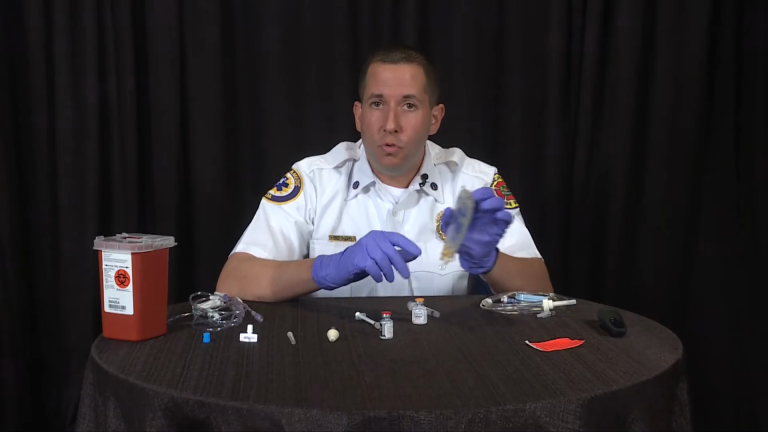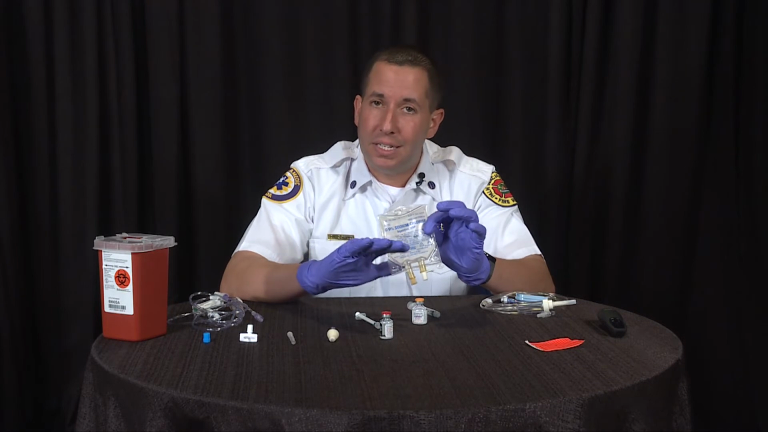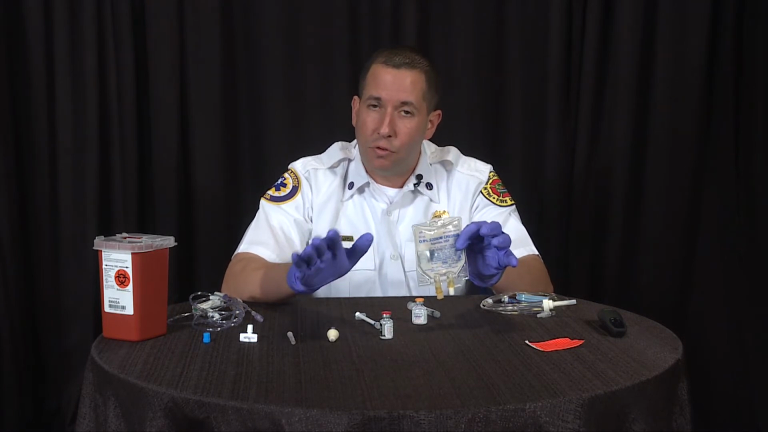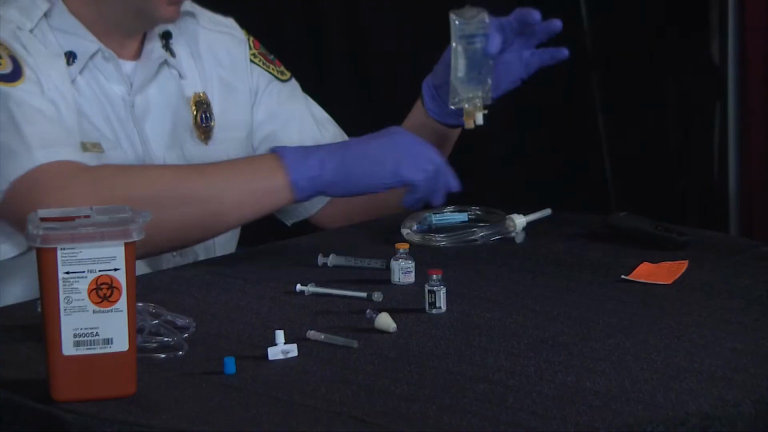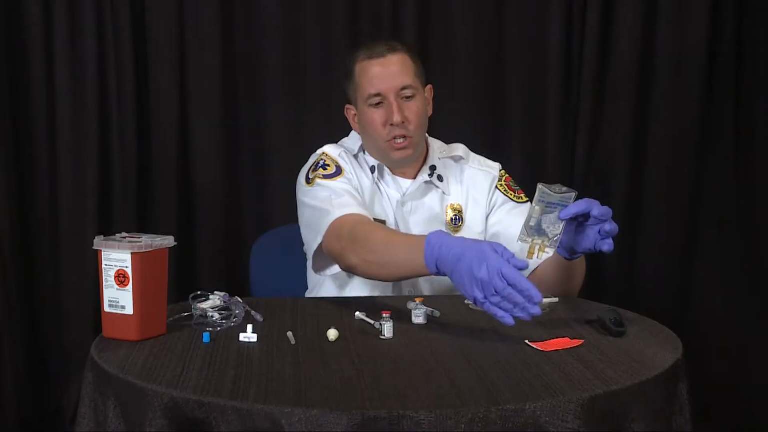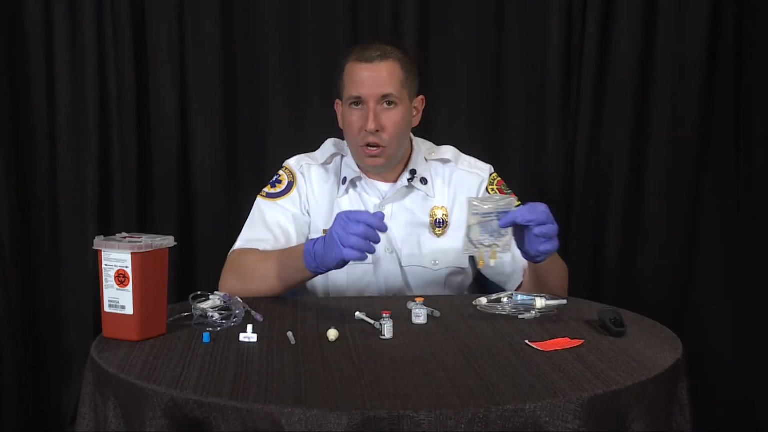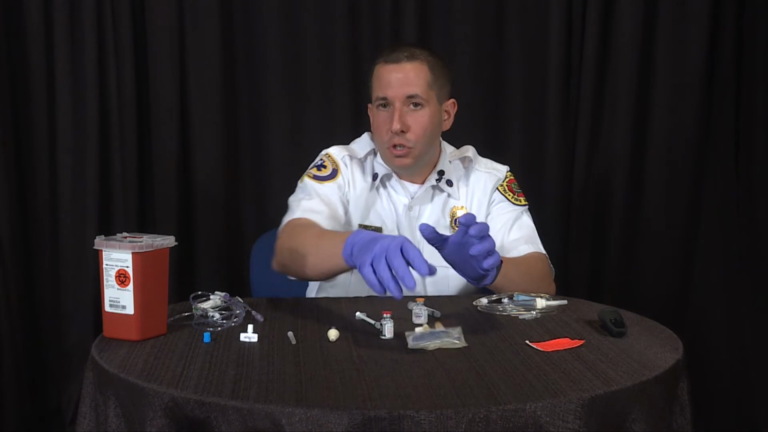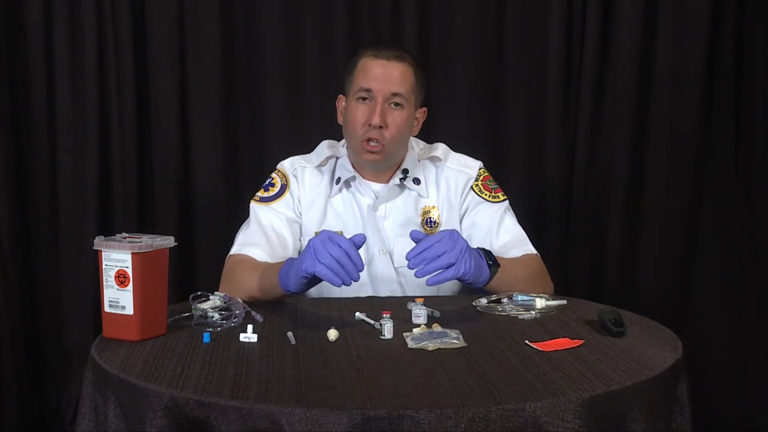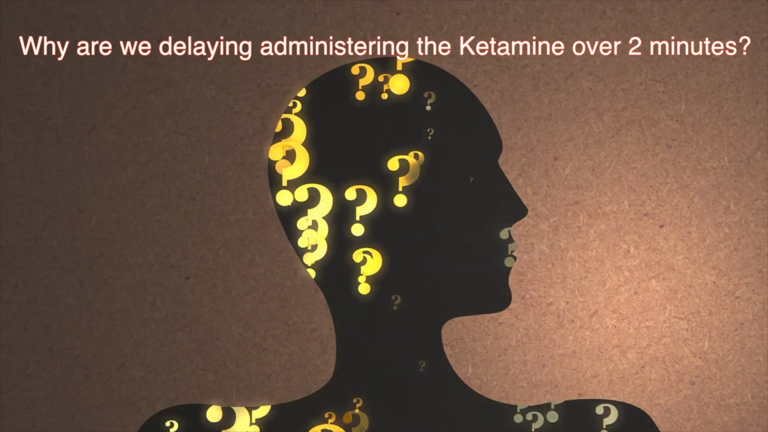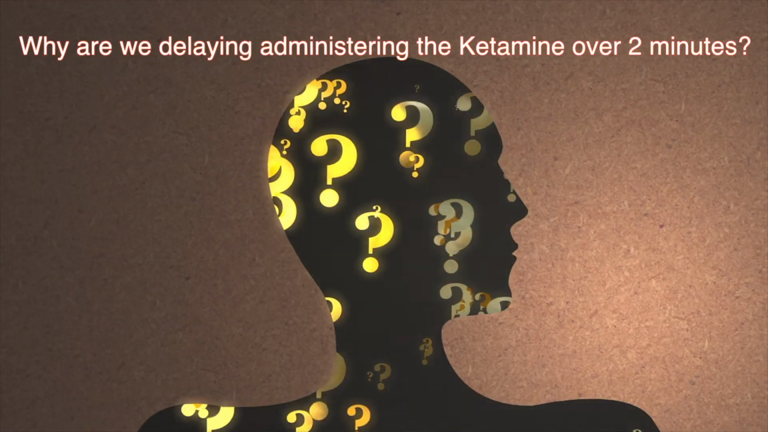And after you do that, we're going to use the 60 drop set just like we have with every other case so far that we've talked about with the ketamine. So you're going to attach your 60 drop set, you make sure you put your medication label on, and then you're going to run the infusion in wide open for your patient. So some of the questions that we fielded so far is, we need to get an airway, we need to intubate the patient right away. Why are we delaying giving the ketamine over 2 minutes?